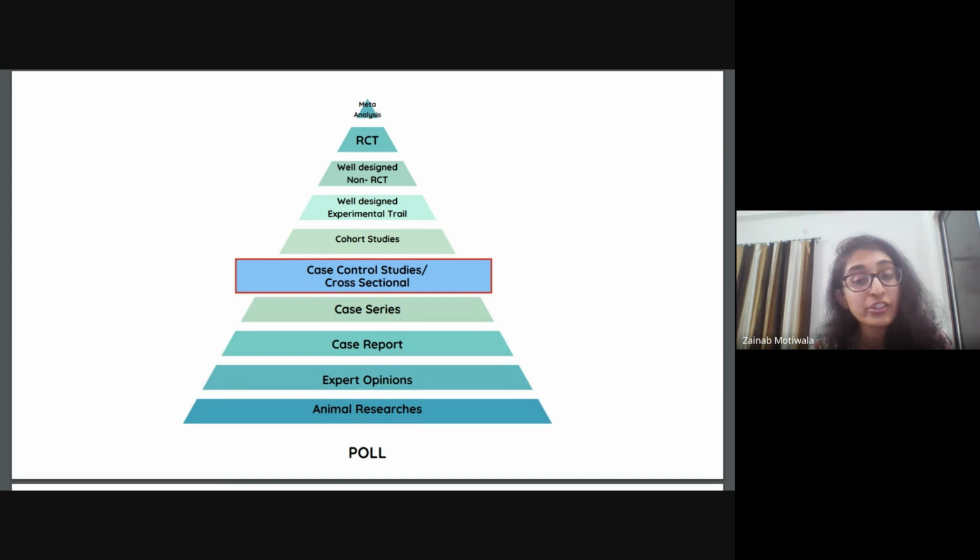Now, a good question here, as we can also see in the pyramid, is case control studies versus cross-sectional. What do you all think is more superior? Shri, would you like to just upload the poll?